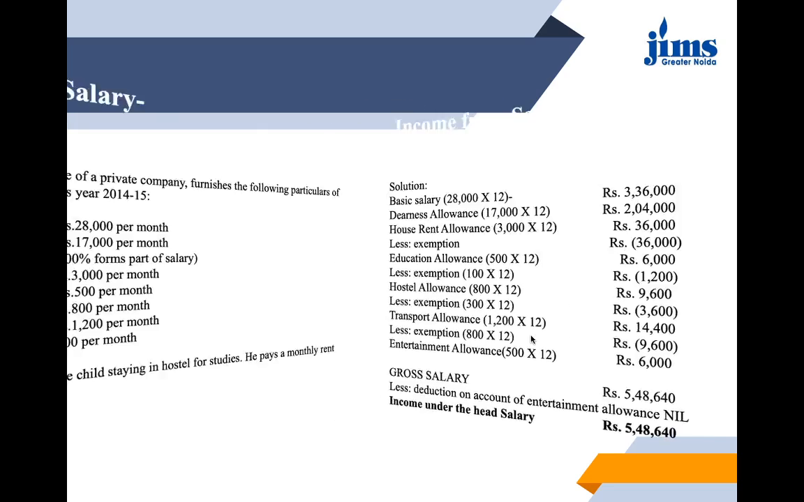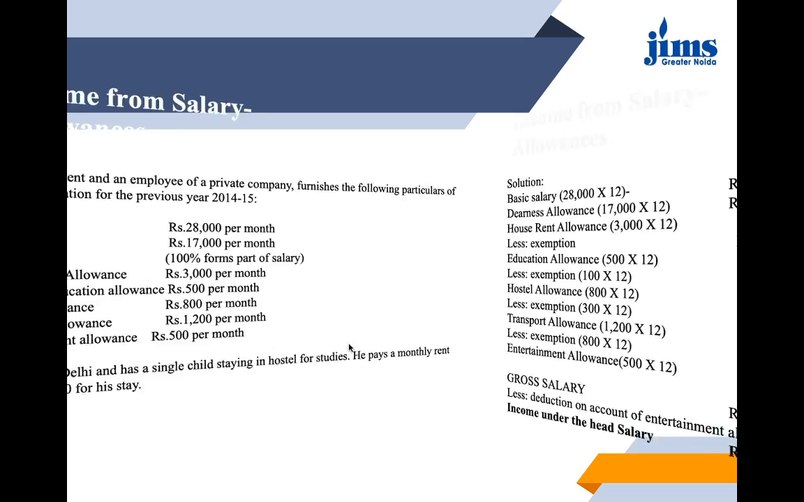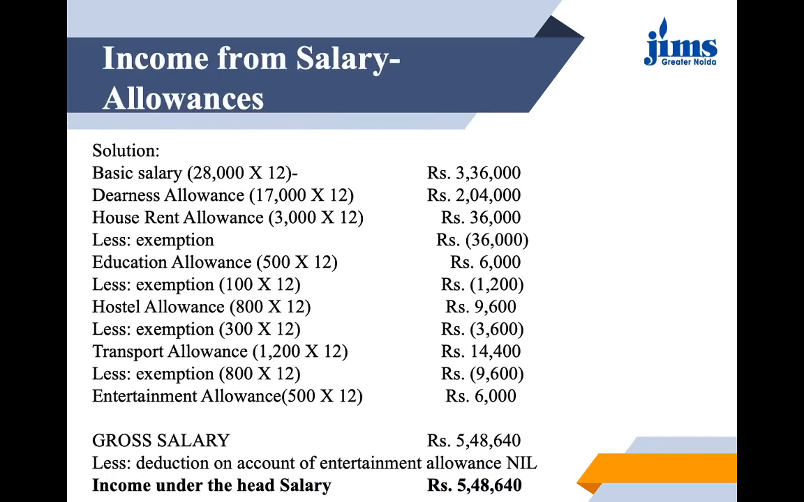Let's move to the next allowance. After hostel allowance, we can see the transport allowance here, that is 1,200 rupees per month. Let us see. I have marked this 1,200 into 12, that is 14,400 for the whole year.